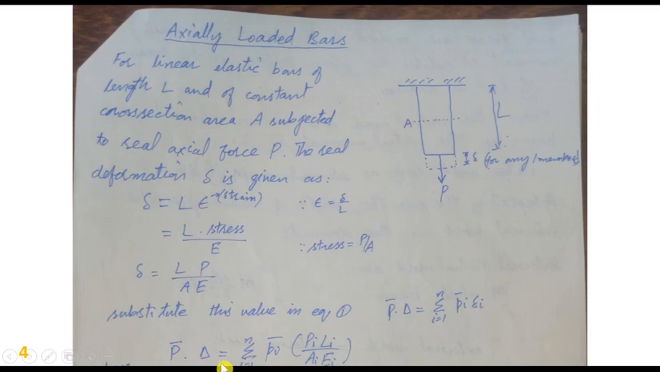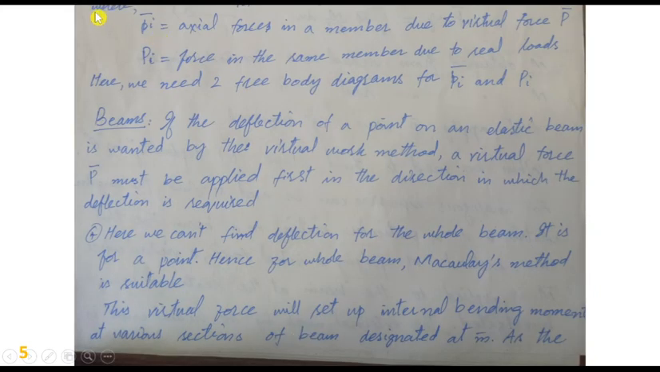So P bar into delta is equal to summation from i to n of Pi bar into Pi for first part, it will be P1 L1 over A1 E1. So generally we say Pi bar into Pi Li over Ai Ei, where Pi bar is axial force in a member due to virtual force P bar, and Pi without bar is force on the same member due to real load. Here we need two free body diagrams for Pi and Pi bar. So one for the real one and another for the virtual one.